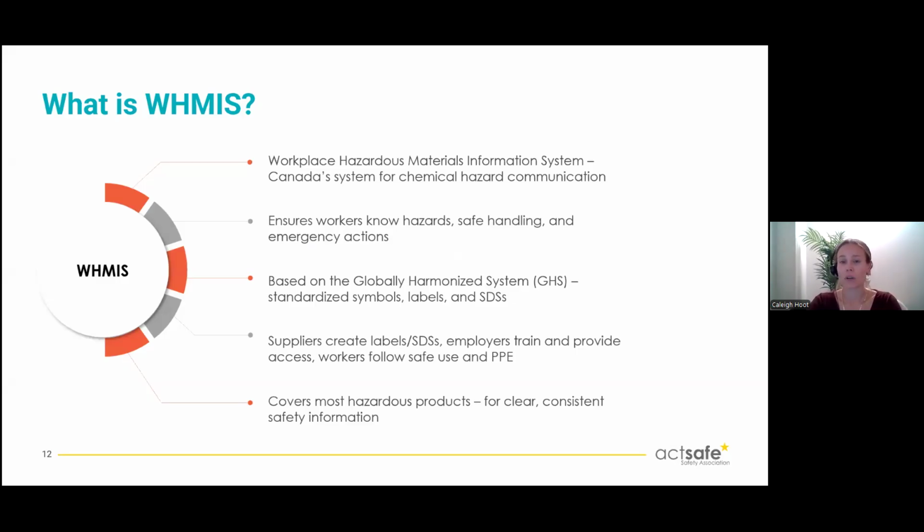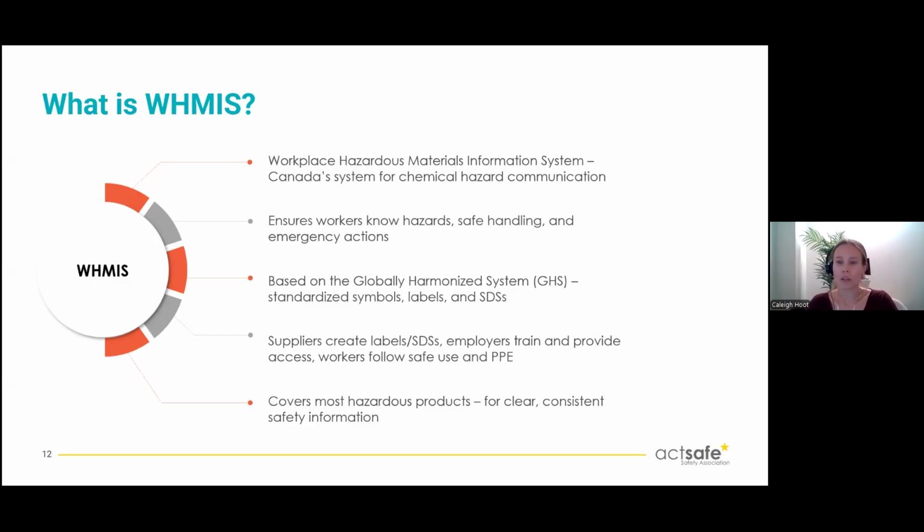WHMIS stands for our Workplace Hazardous Material Information System, and that's Canada's national system for classifying and communicating information about hazardous products that we use in the workplace. So the purpose of WHMIS is quite simple. It's to make sure that everyone handling hazardous products knows three basic things: what the hazards are, how to handle it safely, and then what to do in an emergency.